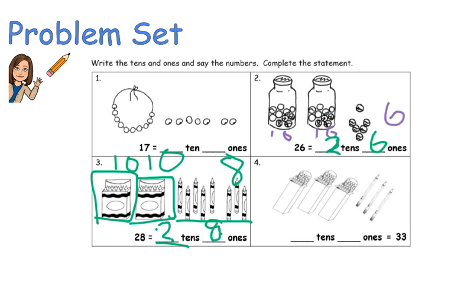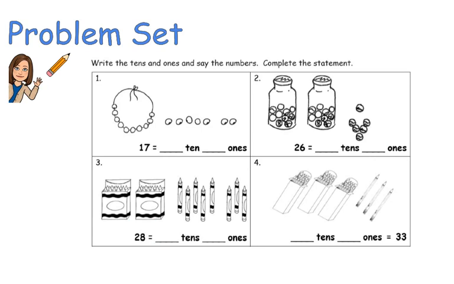Okay, let's look at number 4. I see we have some packs of, it looks like pencils, and then some pencils on the side. So our problem says blank 10s, blank 1s equals 33. So they're telling us that there are 33 pencils here. How many groups of 10? We have a group of 10, a group of 10, a group of 10. How many groups of 10? 3. And then 1, 2, 3.